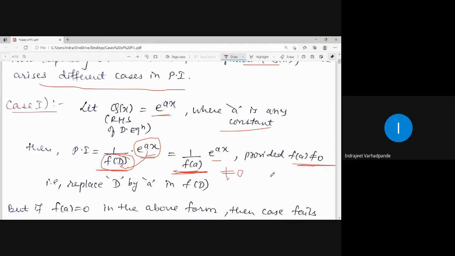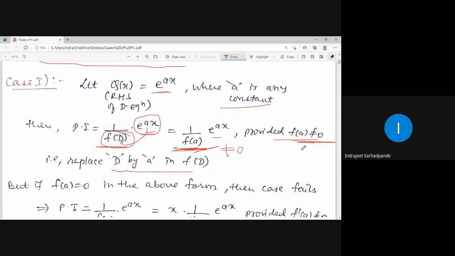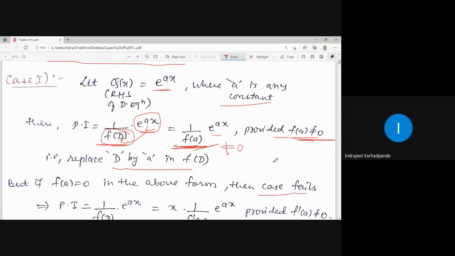Sometimes you may have the situation that after putting this particular a, you are getting the denominator as 0, right? So this will be valid only if it is not equal to 0. By replacing D with a in f of D, you should have the denominator as f of a and it should not be equal to 0. But if it comes out to be equal to 0, then it is a case failure, because in mathematics we do not want 0 in the denominator, that is an undetermined term.